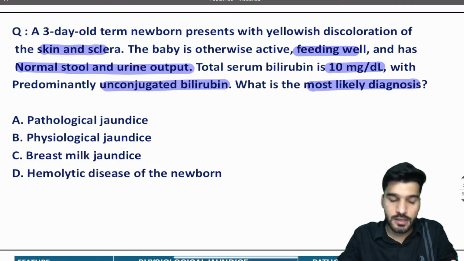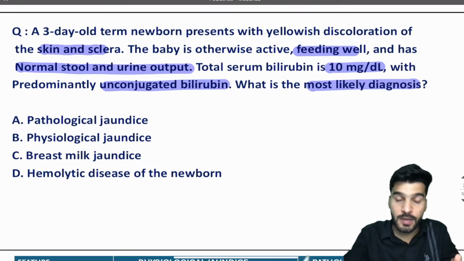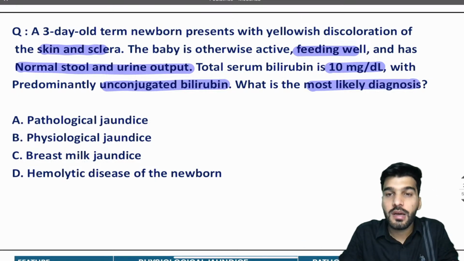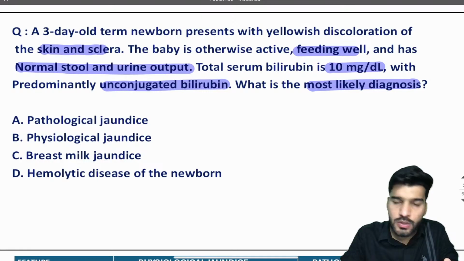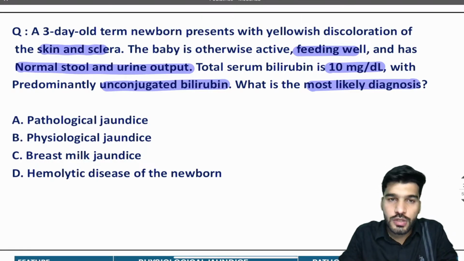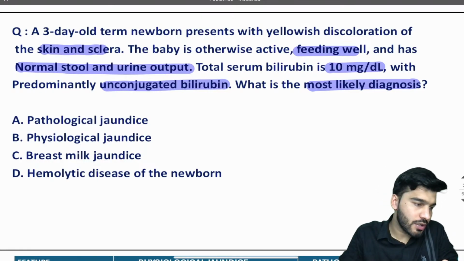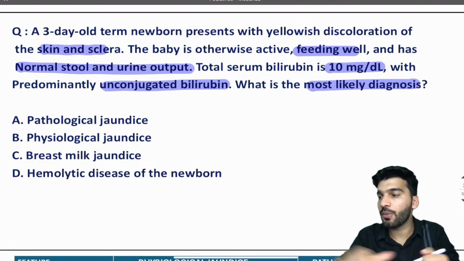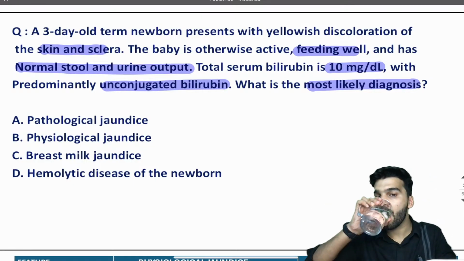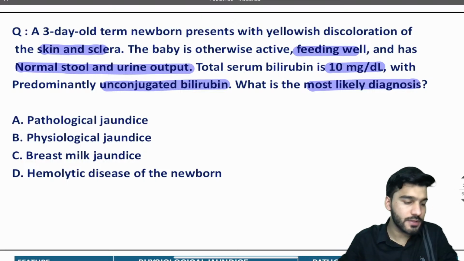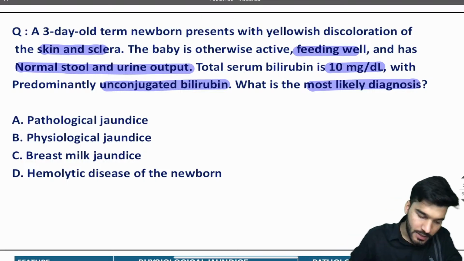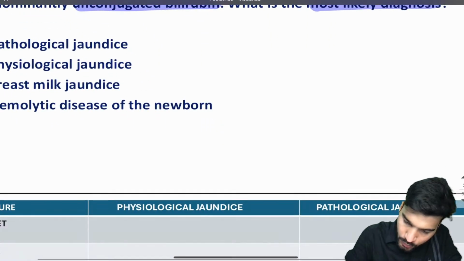Okay, you might have already studied physiological jaundice, pathological jaundice, breast milk jaundice or breastfeeding jaundice. The main two are pathological jaundice and physiological jaundice. So what will be the answer to the given question? Let's discuss jaundice first. Now, how do we define neonatal jaundice?